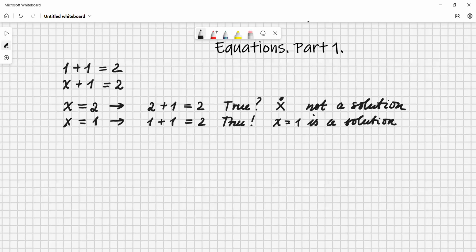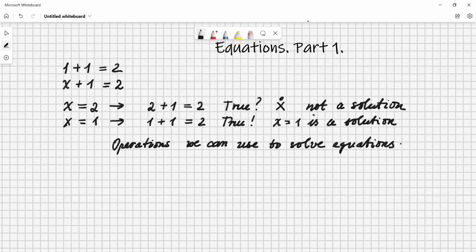What operations can we use to solve equations besides guessing? Like we compare equation number 1 and equation number 2, and we see that if 1 plus 1 equals 2, then x plus 1 equals 2 means that x is supposed to be 1, right? Besides guessing, we can use the next operations to solve equations. Well, there are not too many of them.